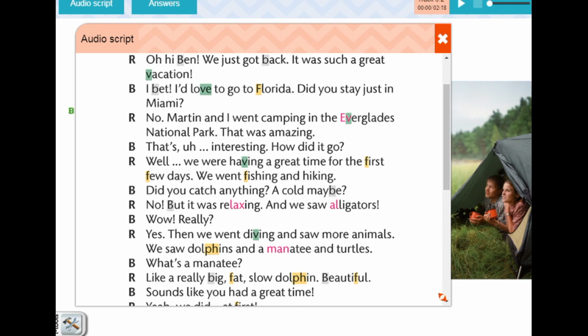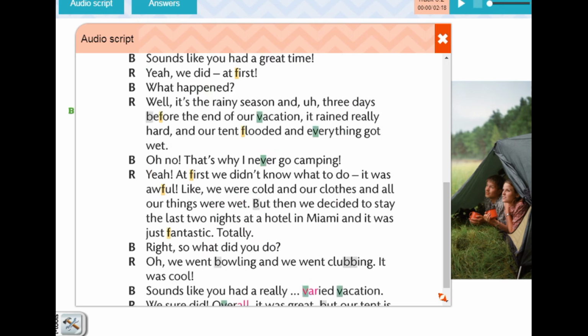Manatee means a fish that we have here in Amazonas, very common to see in the aquariums, in the rivers. That means peixe boi, right? And it's a really big, fat, slow dolphin. Beautiful, right?